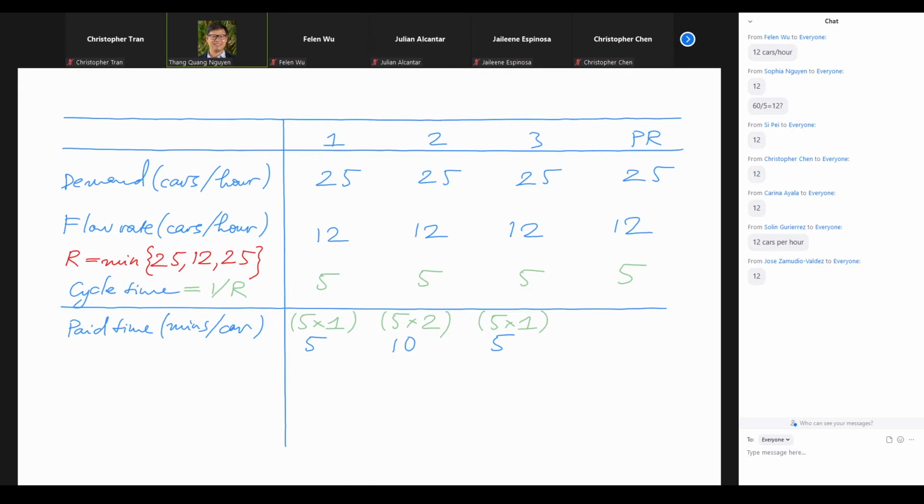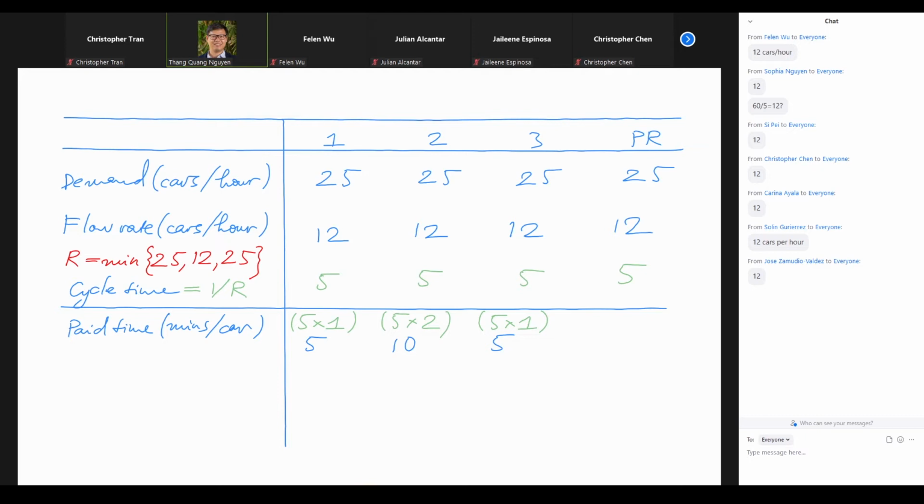So let's recap. We pay the single worker at station 1 to work for 5 minutes per car. At station 2, we pay the 2 workers to work for a total of 10 minutes per car, right? And at station 3, we pay that worker to work for 5 minutes per car.